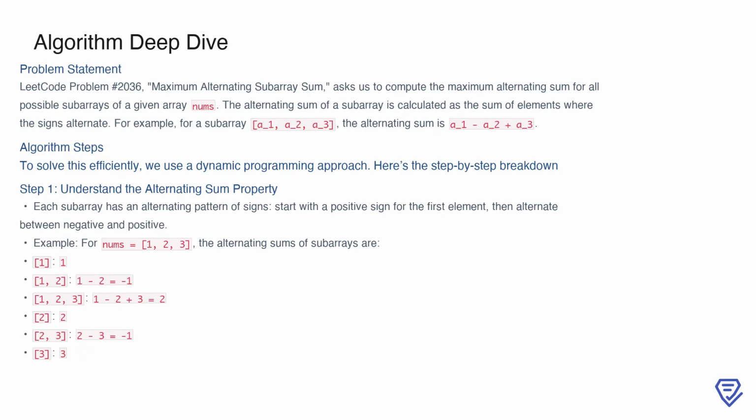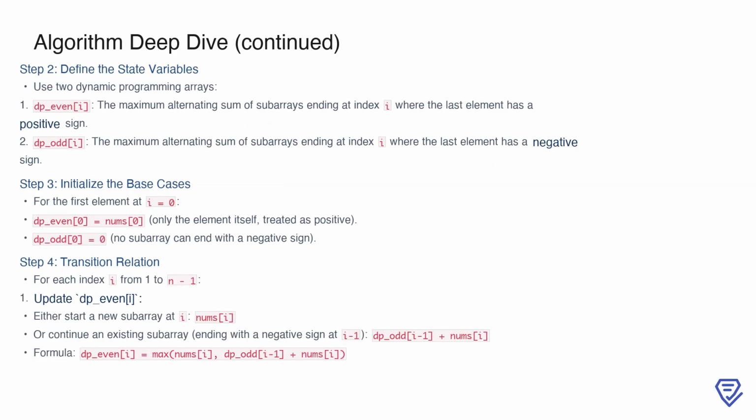This alternating property is vital to our solution, as we'll build a dynamic programming strategy to efficiently calculate these sums for all subarrays. Now that we understand the pattern, we define our state variables. We'll use two dynamic programming arrays, dp_even and dp_odd. dp_even[i] represents the maximum alternating sum of subarrays ending at index i, where the last element has a positive sign. Conversely, dp_odd[i] tracks the maximum alternating sum for subarrays where the last element has a negative sign.